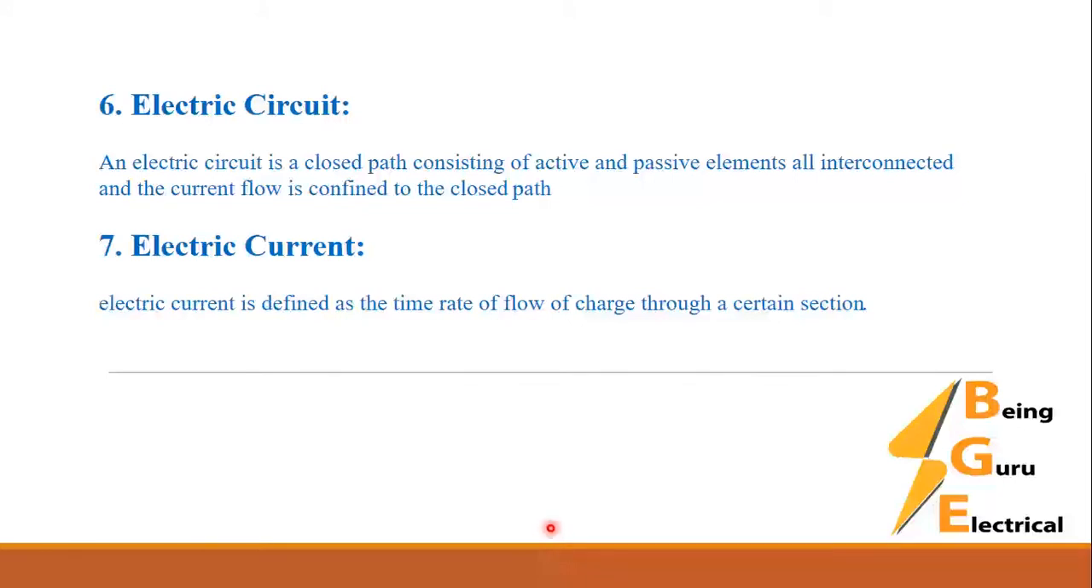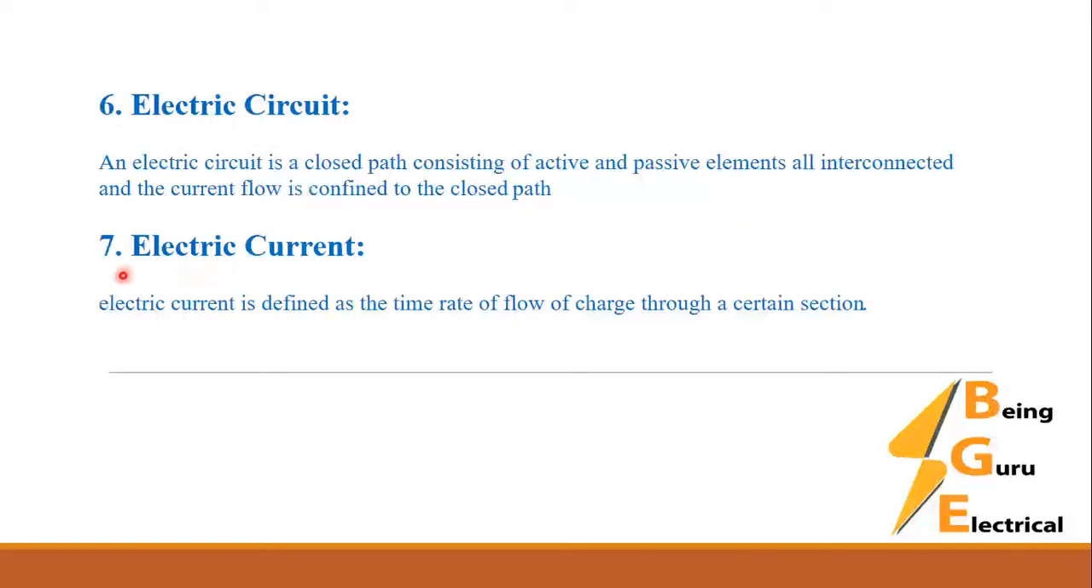So what is an electric circuit? An electric circuit is a closed path consisting of active and passive elements, all interconnected, and the current flows in the closed path. It consists of two or more active or passive elements connected in such a way that they make a closed path, so that current is confined in it. If we have only one element, then there is no closed path, so it is not an electric circuit; that will be an electrical element.